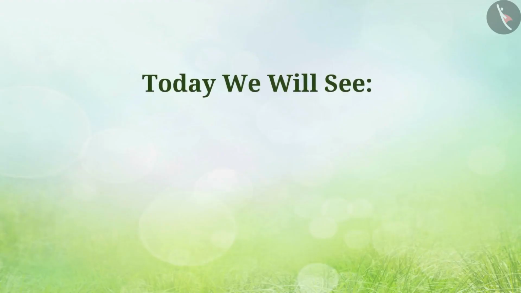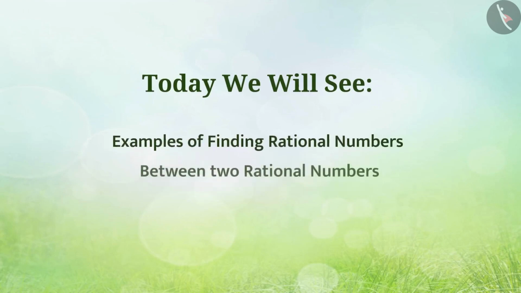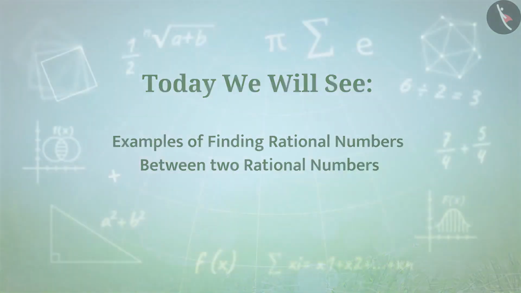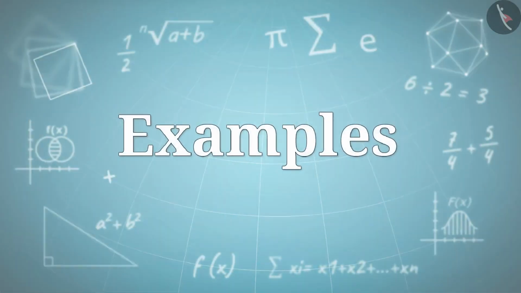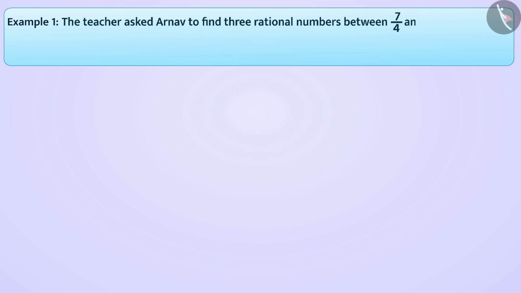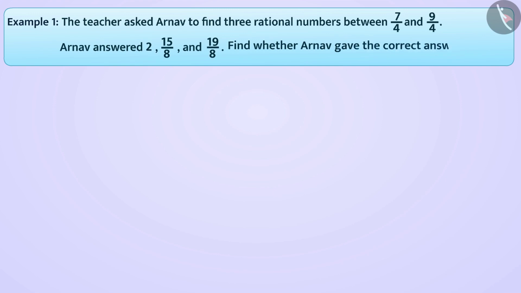Today we will see examples of finding rational numbers between two rational numbers. The teacher asked Arnav to find three rational numbers between 7 by 4 and 9 by 4. Arnav answered 2, 15 by 8 and 19 by 8. Find whether Arnav gave the correct answer or not.